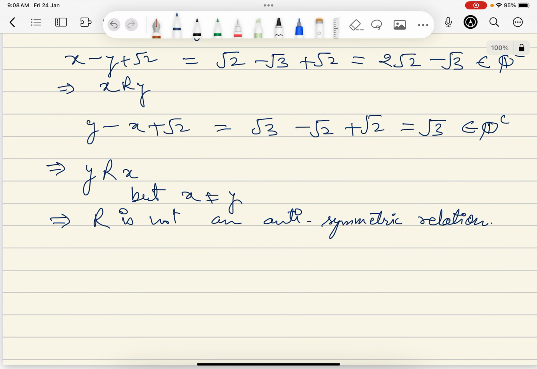And the last one, the part F, that is partial order relation. And as we know, for the partial order relation, a relation must be reflexive, antisymmetric, and transitive. Since the given relation is not transitive, also not an antisymmetric relation, that's why the given relation is not a partial order relation. Clearly, R is not a partial order relation.